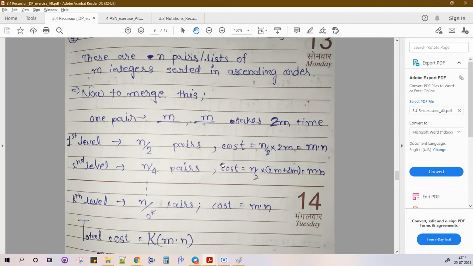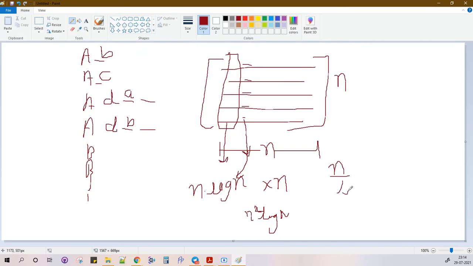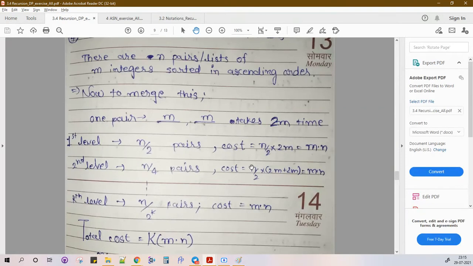At the second level, how many pairs will I have? I make groups of 2, so n by 4 pairs. The cost is n by 4 multiplied by 2m plus 2m, and 2m plus 2m is 4m. This 4 and 4 cancel out, so I have mn again.